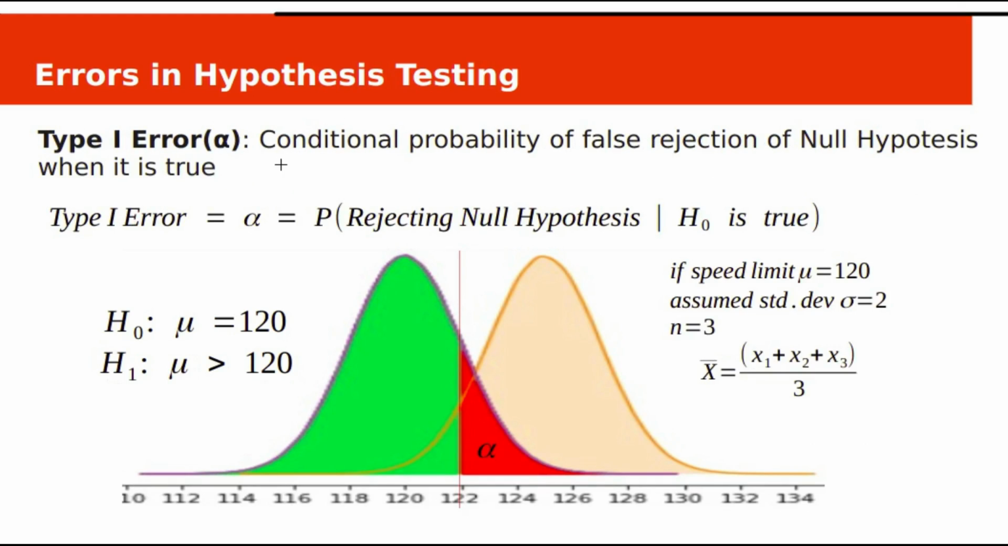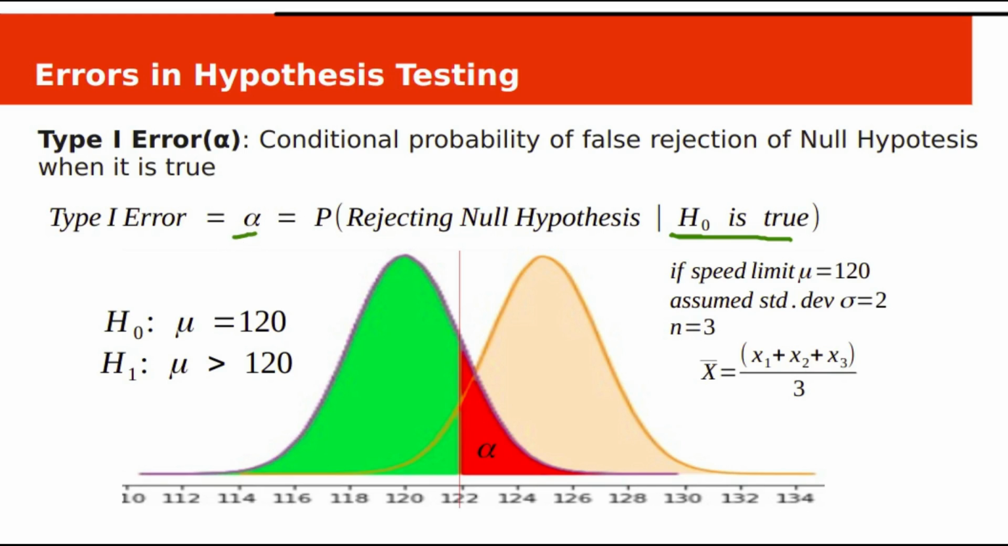Type 1 error is the conditional probability of false rejection of the null hypothesis when it is true. We can write it like this: type 1 error is the probability of rejecting the null hypothesis when the null hypothesis is true, a conditional probability. It is impossible to avoid errors in hypothesis testing, so it is important to consider the amount of risk one is willing to take to falsely reject the null hypothesis. That is the type 1 error. The amount of falsely rejecting the null hypothesis is called the significance level, denoted with alpha.